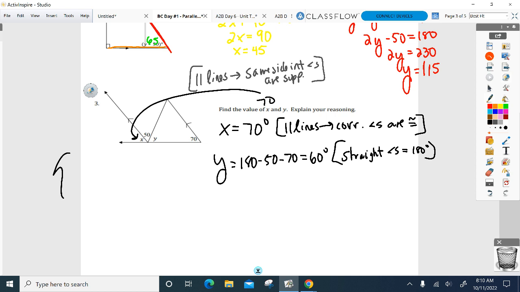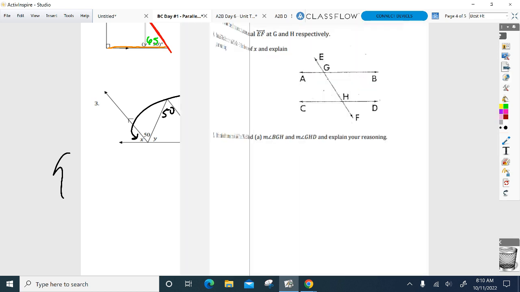Did anybody maybe not get to 60 this way? Did anybody say that's 50, because they're alternate interior, and then add up to 180 degrees in a triangle? You could do it that way too. A couple different methods. Anything else on this? All right, let's finish this up then.